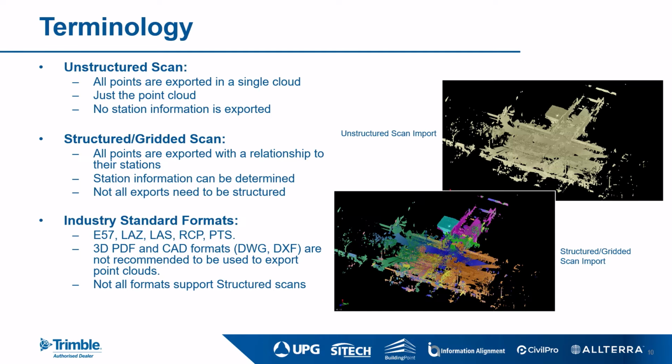Unstructured and structured scans look at what's happening in the file when it's exported. An unstructured scan is just the point cloud. There is no station information, whereas a structured or gridded scan exports all the stations. Sometimes a single file is exported as a structured scan. However, most likely individual files are exported for each station based on their location at the time of export, so registered data can be viewed properly in external packages.